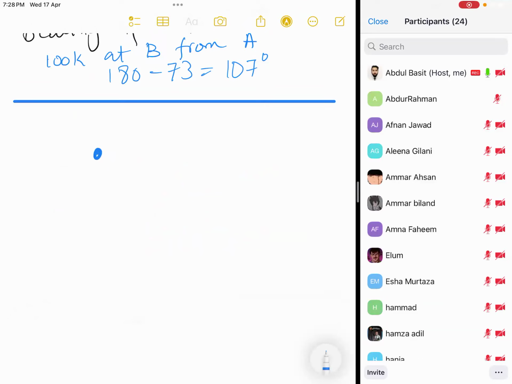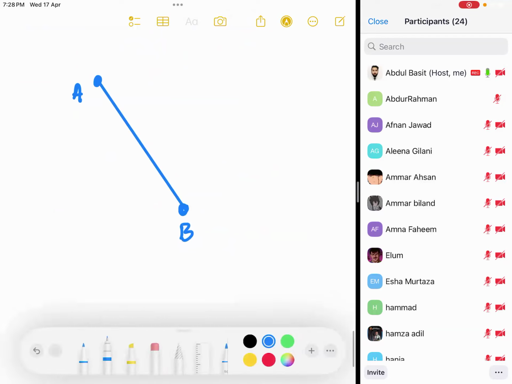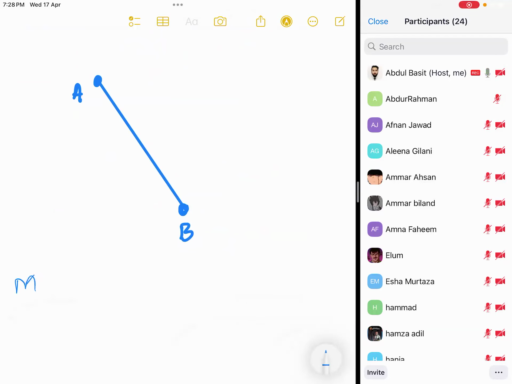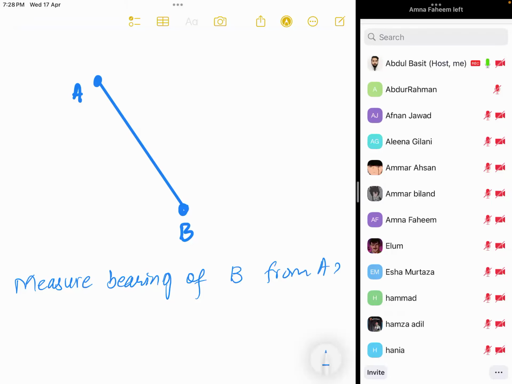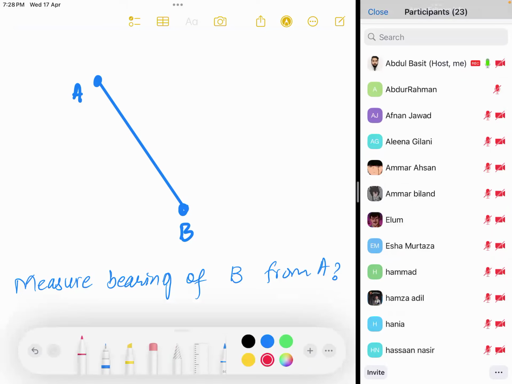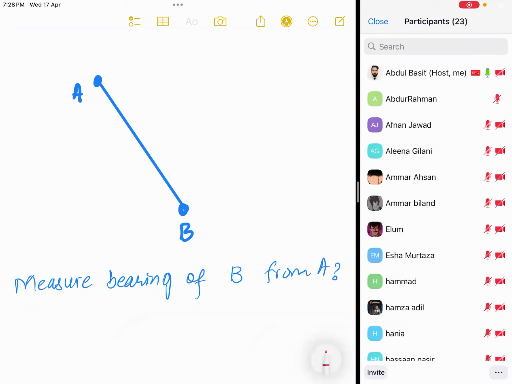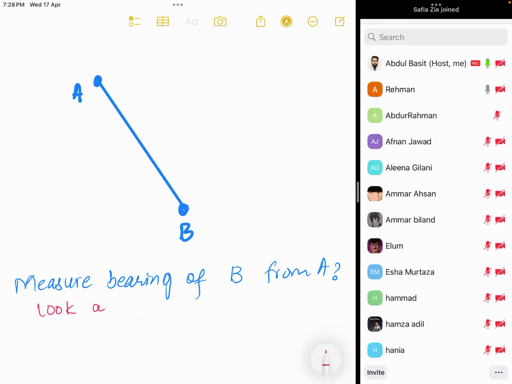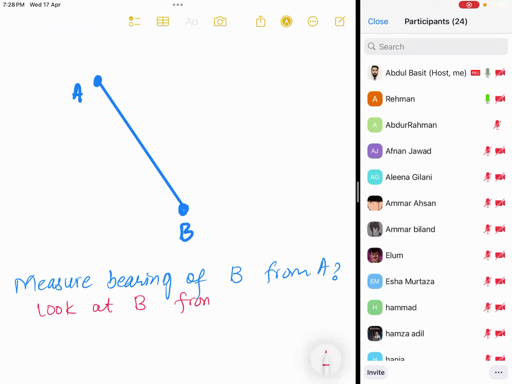For example, ये मैंने एक पॉइंट रखा, ये मैंने एक पॉइंट रखा. अब मैं इसमें थोड़ा सा ट्रिक भी करता हूँ. अभी A B. Okay, examiner is saying measure the bearing of B from A. It means that I'm allowed to use protractor. So according to the examiner, according to real life, the sentence is look at B from A. ठीक है. So first of all, north लगा लेंगे.